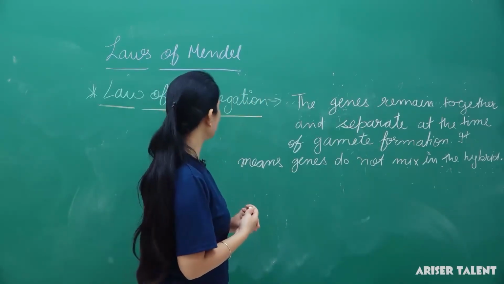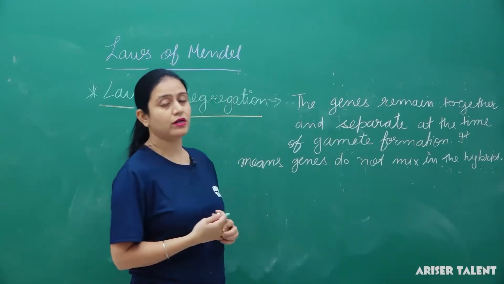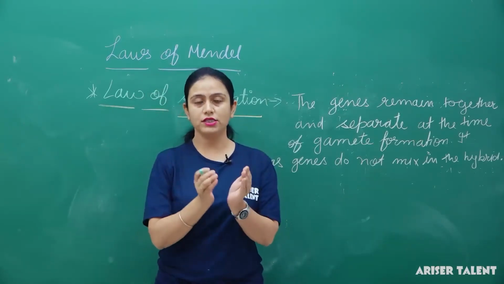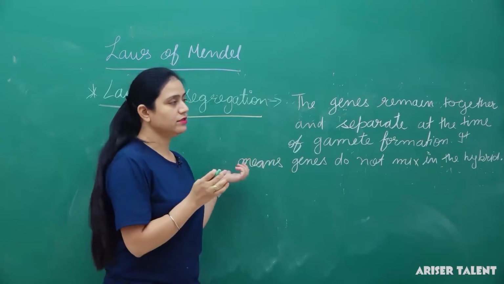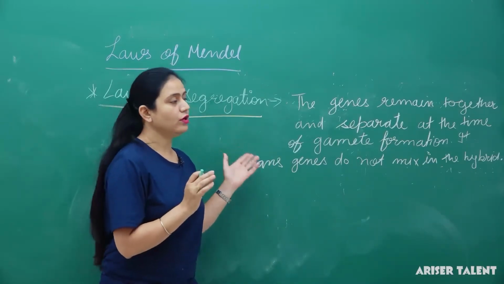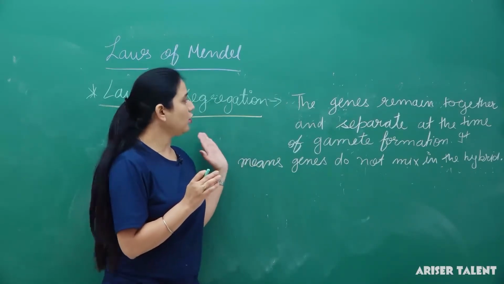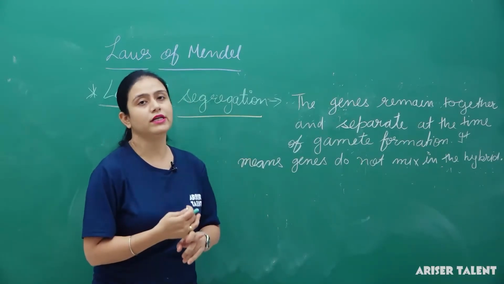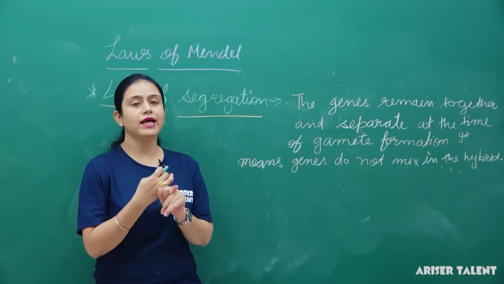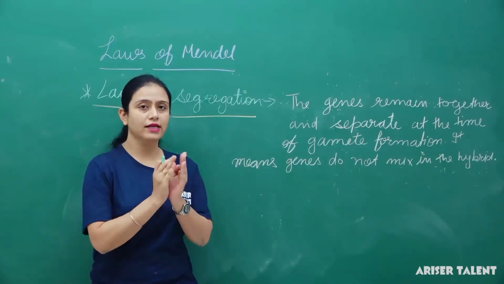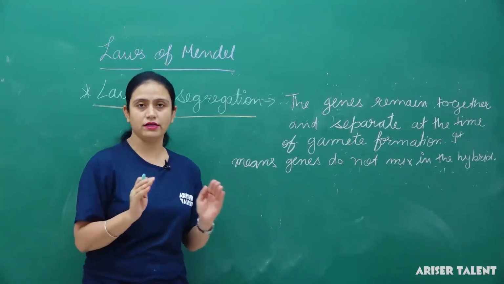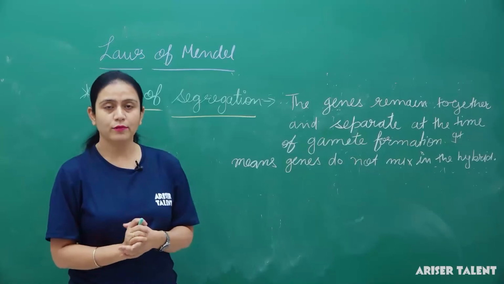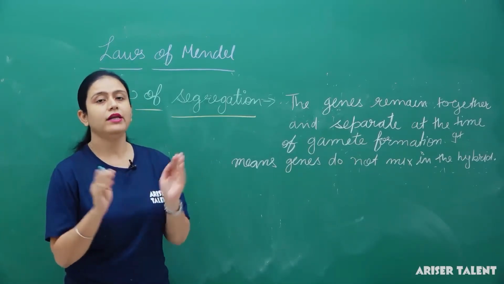The law of independent assortment. According to this law, as I told you, the genes remain separate, they do not get mixed in the hybrid in the law of segregation, but in the law of independent assortment, means in the F2 generation, every gene defines itself properly, or every character remains independent.